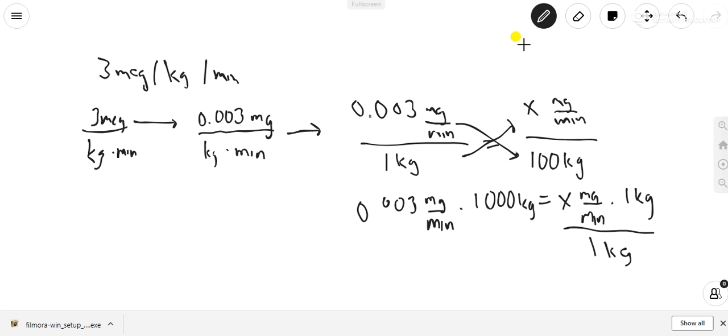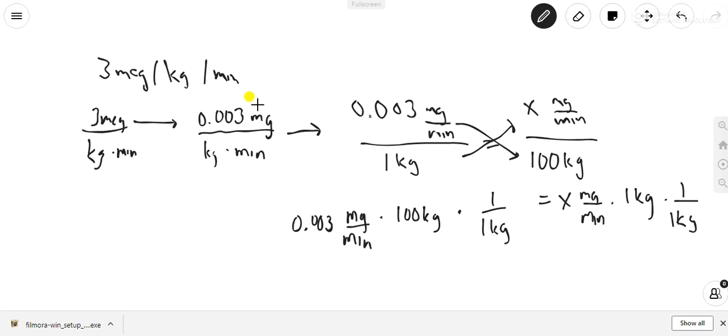And to simplify things, let us understand that division is the same as multiplying by the reciprocal. So I'm going to divide both sides by 1 kilogram, but instead I'm going to multiply by the reciprocal like this. And so when I multiply by the reciprocal, the 1 kilogram cancels out with the 1 kilogram, and that leaves me with X milligrams per minute on the right.